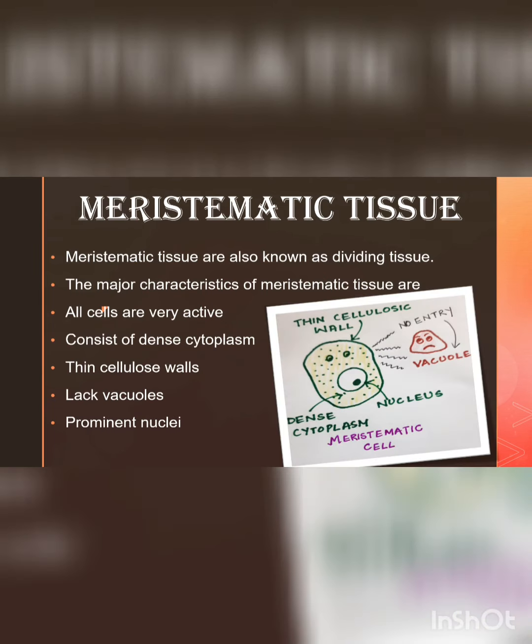Okay. Next, we'll start with your meristematic tissues. So basically your meristematic tissues are dividing tissues because they are formed initial stages during your growth of the plant. Okay. So as they are present in the initial stages, so that has to only concentrate on the growth of the plant.